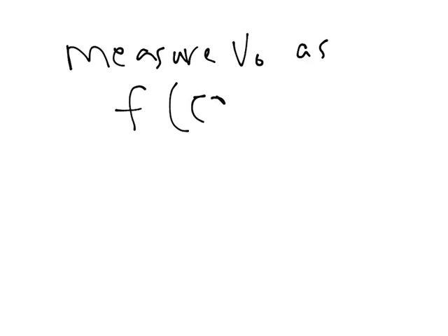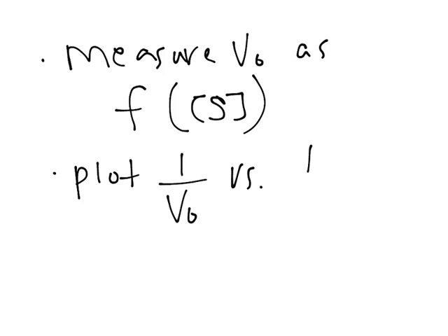So what we can do then is measure the initial V0 as a function of the concentration of substrate. So we change the concentration of substrate and we measure the corresponding initial velocity. Then we plot 1 over V0 versus 1 over the substrate concentration. And from that data, we will get a straight line. So it looks something like this.